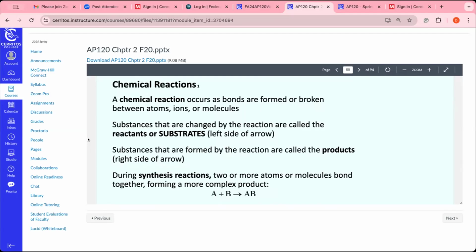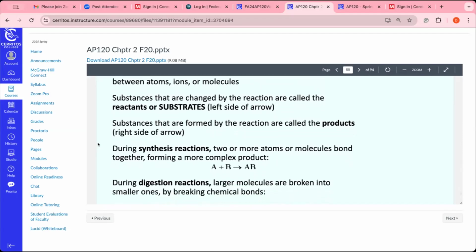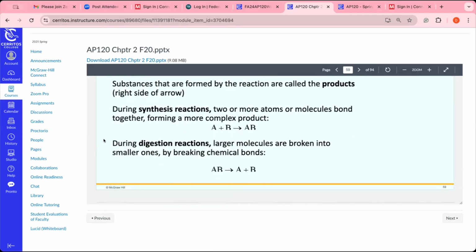During synthesis reactions, 2 or more atoms or molecules bond together, forming a more complex product, like table salt, for example. A plus B equals AB. During digestion reactions, larger molecules are broken into smaller ones by breaking chemical bonds. AB breaks down into A plus B.